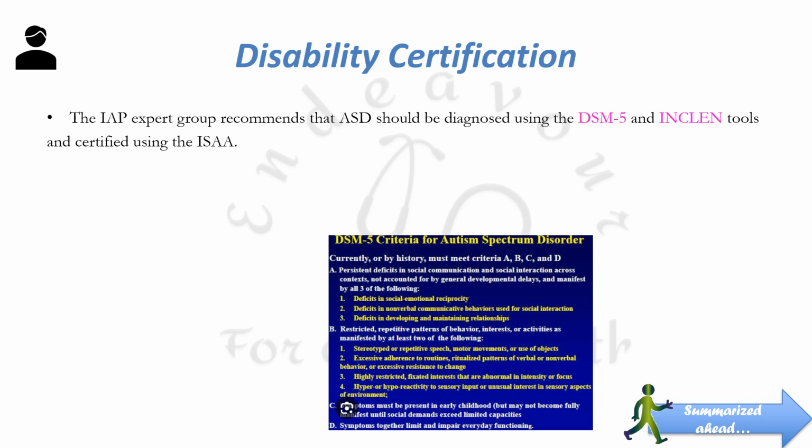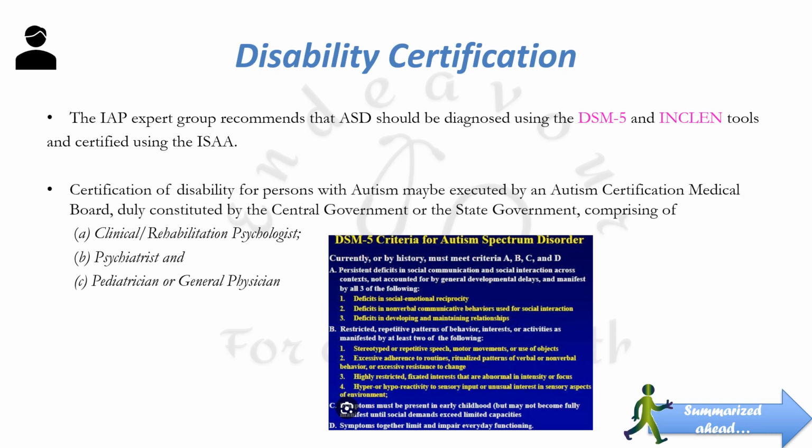And this is the DSM-5 criteria, which has 4 components: A, B, C, D. A is persistent deficits in social communication. Next is restrictive, repetitive patterns of behavior. Then symptoms to be present in early childhood, and symptoms together limit and impair everyday functioning. Certification of disability for persons with autism may be executed by an autism certification medical board constituted by the central or the state government and comprising of a clinical or rehabilitation psychologist, a psychiatrist, and a pediatrician or a general physician.